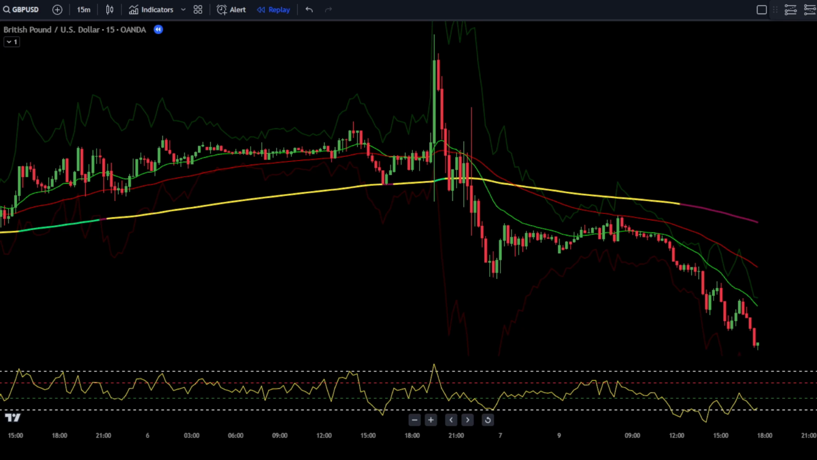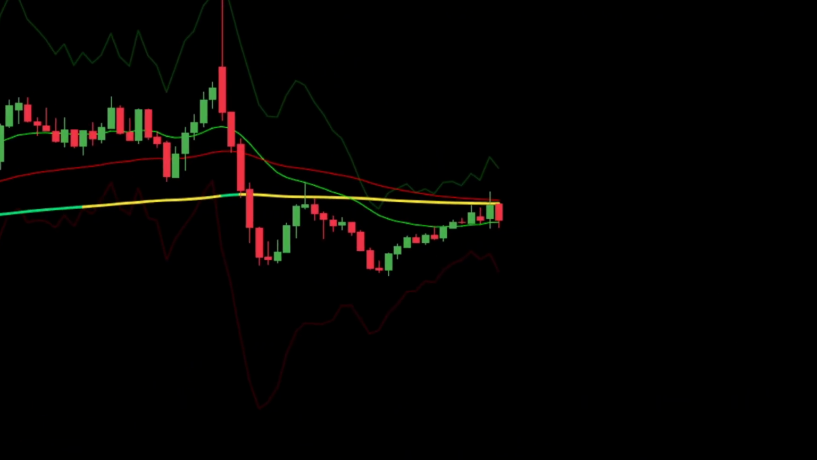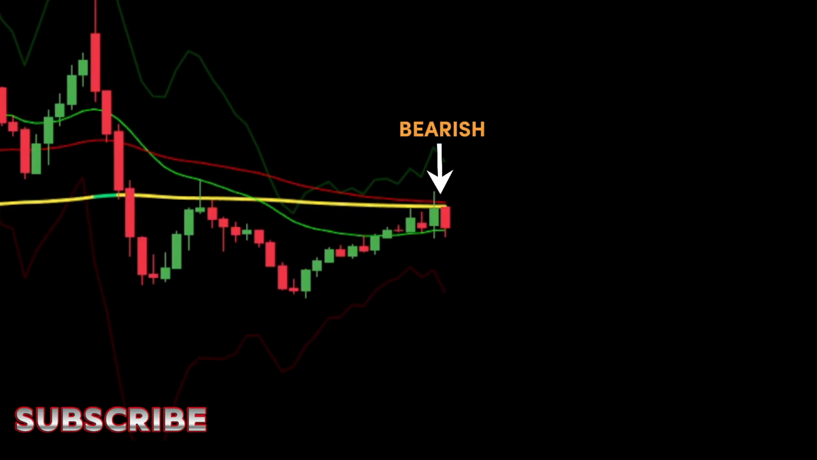For further clarification, let's discuss how to place buy and sell entries using this scalping strategy. How to place a sell entry. If the EMA 20 crosses or stays below the EMA 60, and both EMAs are below the EMA 200, this signals a bearish trend. In this case, your main focus is only on placing sell entries.